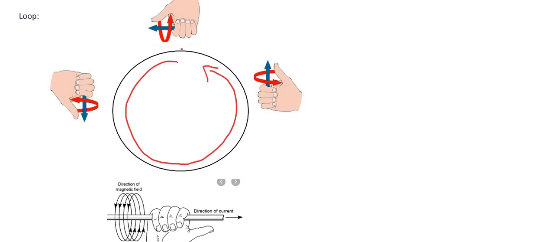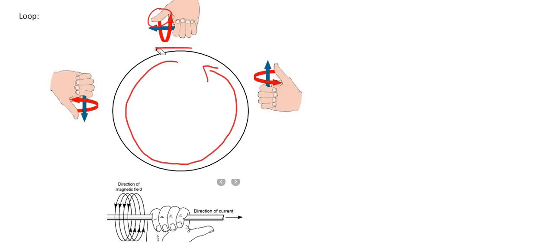So for example, if you hold this piece of loop up here, then it would look something like this. Please pause the video and try this. So this loop would run through your fingers like that, and the thumb of your right hand would be pointing to the left over here, because our current is moving like that.